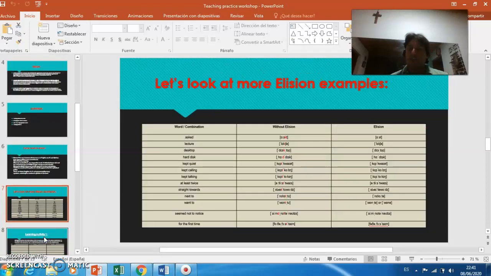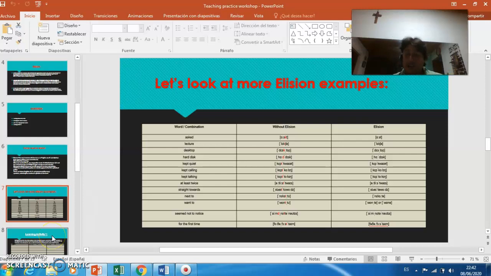There is a list of elision examples, word combinations without elision and with elision. We have asked, lecture, desktop, hard disk, keep quiet, keep calling, keep talking, at least twice. Well, we have some more down there. Without elision: asked, lect, desk. With elision: ask, lek, desk, had, kept, and there is more over there.